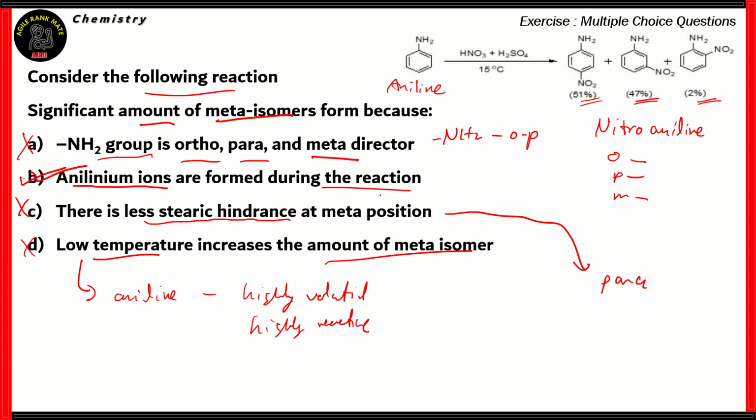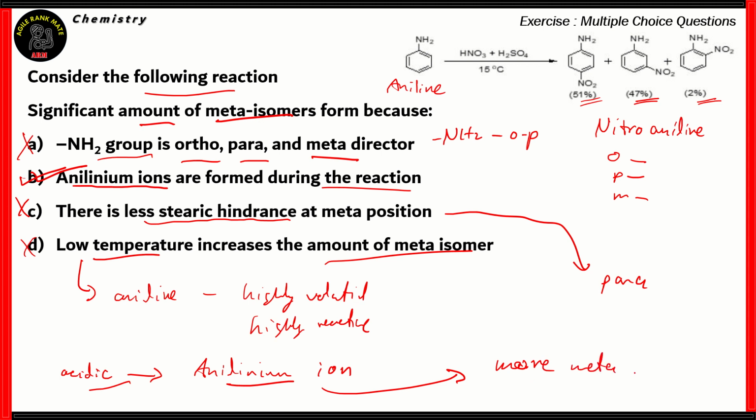Anilinium ions are formed during the reaction. Now, as we have seen, the NH2 group in aniline is an ortho para director. However, when it reacts with acid to form nitroaniline, because it's acidic, it forms the anilinium ion. Now, the acidity and the anilinium ion together contribute to more meta isomers. So therefore, option B, anilinium ions are formed during the reaction because it's reacted with nitric acid and sulfuric acid at 15 degrees Celsius. Because of that, there are more anilinium ions forming, and the anilinium ion itself is a meta director. So therefore, option B, anilinium ions are formed during the reaction, is the right option.